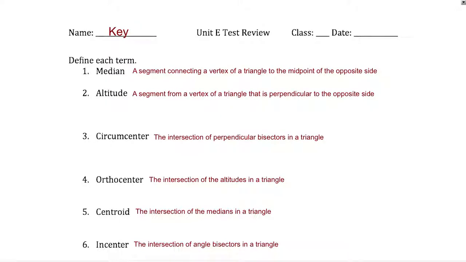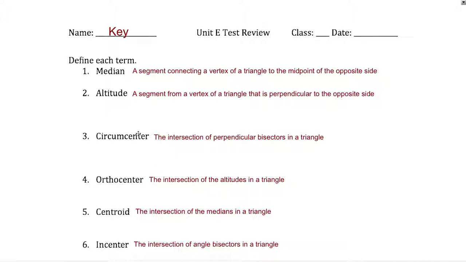Okay, so this is the review for the Unit E test. And so the sheet starts off going through some definitions. So just make sure that you understand, not necessarily word for word definition, but just explaining it in your own words what these things are. Here I just have some basic descriptions about what these are.